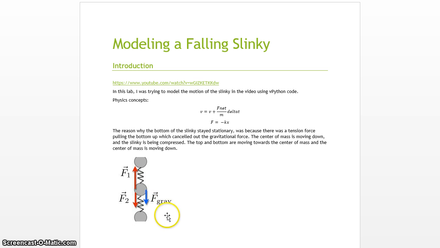As you can see in this diagram, the middle sphere represents the center of mass, the top represents the top of the slinky, and then the bottom represents the bottom of the slinky. As you can see, F gravity pulls the center of mass down, while force 1 and force 2 pull the top and the bottom closer to the center of mass.